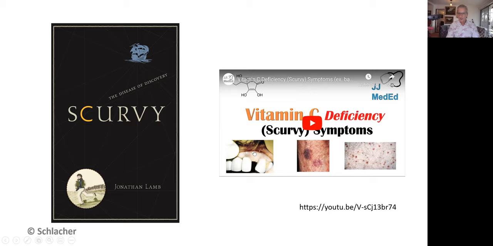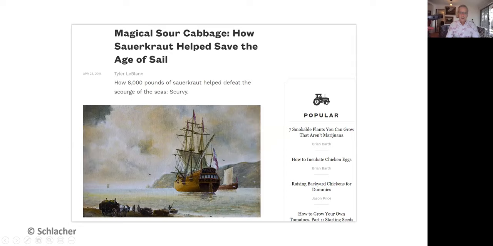And then Captain James Cook, he got an order by the Admiralty to do something completely different. He said, well, what you should do is take sauerkraut, pickled and fermented cabbage, on your voyage and feed the men a portion of sauerkraut every day. Now, this was very unpopular because English seamen didn't eat German food and vice versa. And of course, it's a very acquired taste.